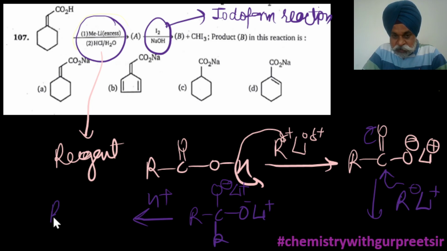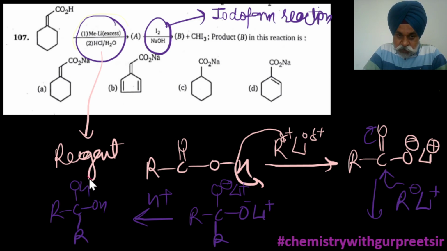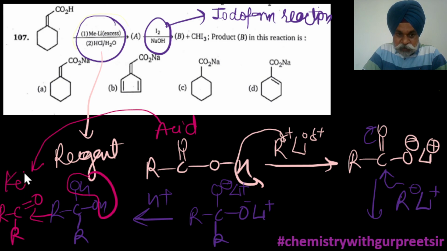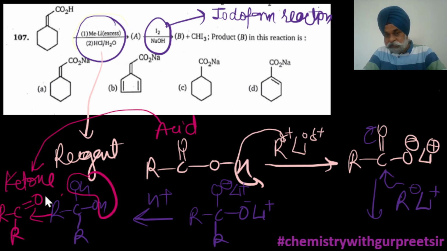Once you hydrolyze it, you would get a gem diol, which is not very stable and would undergo dehydration to give you a ketone. So what is the net result? The net result is that the acid got converted to a ketone with this reagent, which you always have to remember. So what shall be the best answer out of this discussion? I see that option A would be the right answer.